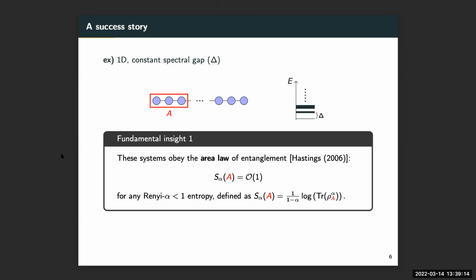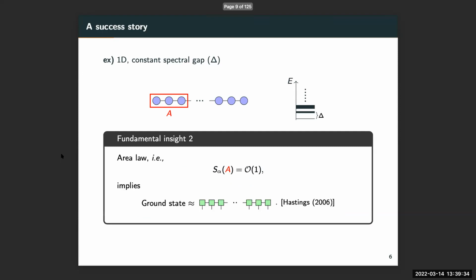And the main lesson, the main insight that people have gained from these 1D systems is that in these systems, you can actually rigorously show that the entanglement is upper bounded by a constant independent of the system size if you cut the system into two pieces. And that allows us to say a lot of things very concretely. So for example, Hastings showed that as a byproduct of showing that the entanglement is bounded by a constant, the ground state can be well approximated by a certain ansatz called matrix product state.